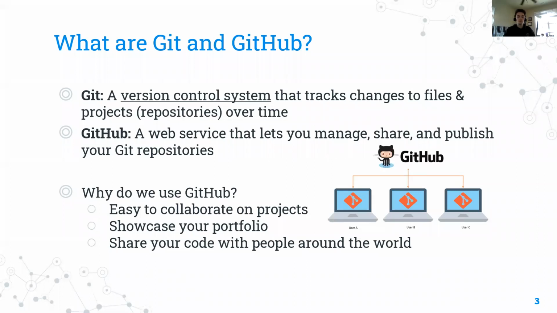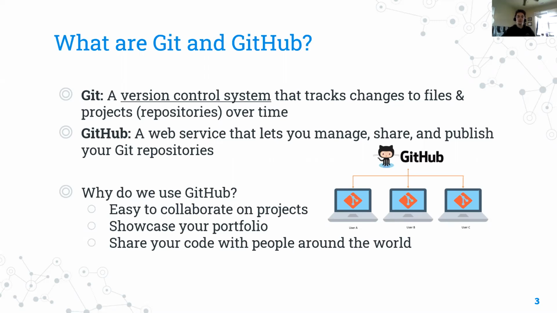Okay, so first of all, what are Git and GitHub? Git and GitHub are really popular tools that programmers use to manage their code projects and to collaborate with other teammates on them. Git is a version control system that tracks changes to files and projects over time. Another word to describe a project is a repository, so if you hear me use those two words interchangeably, just know they mean about the same thing.